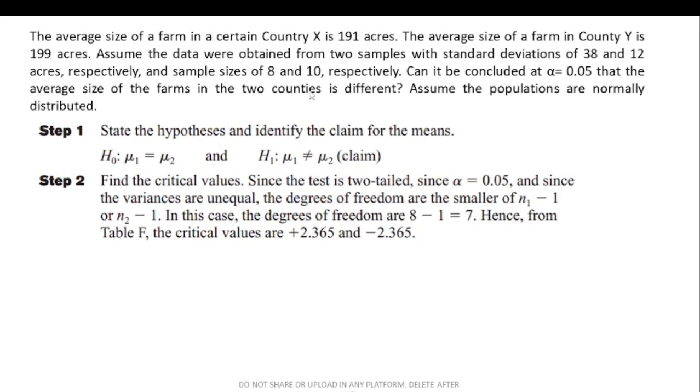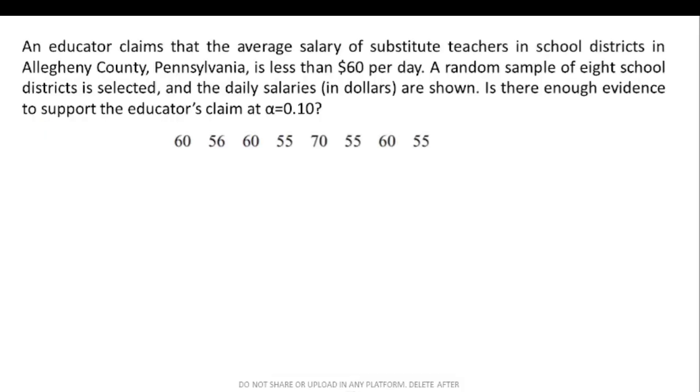For the country X, ang sample natin is 8 and for the country Y, ang sample natin ay 10. Pero ang sabi, ang pipiliin natin na sample ay yung smaller. So in this case, ang smaller is 8. Therefore, 8 minus 1, so our degrees of freedom is 7. Hence, from the table, the critical values are positive and negative 2.365. So let's check na yung table natin.